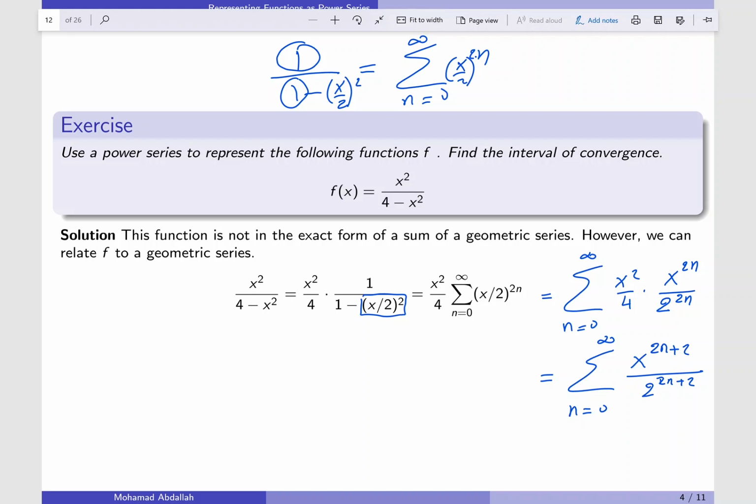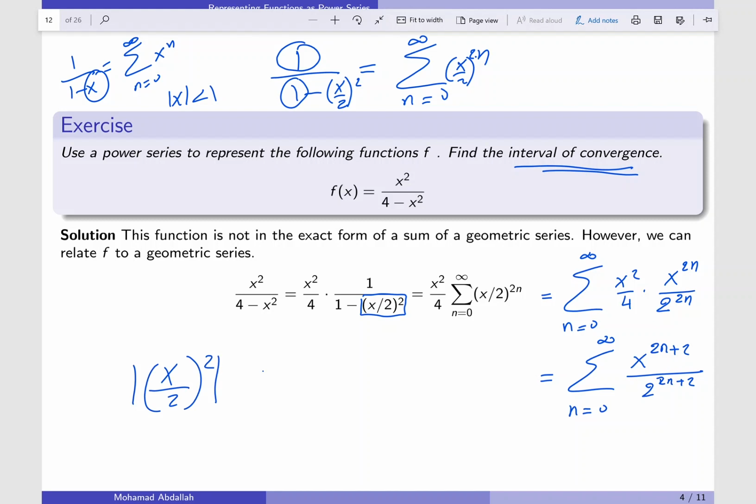Now, I'm still missing the important part, which is the interval of convergence. You cannot always write this in this form unless x belongs to the interval of convergence. Now, what's the interval of convergence? In general, when you use 1 over 1 minus x as the sum of x to the n from n equals 0 to infinity, you use this when the variable is less than 1 in terms of absolute value. So in my situation, I want this x over 2 squared, absolute value, to be less than 1.